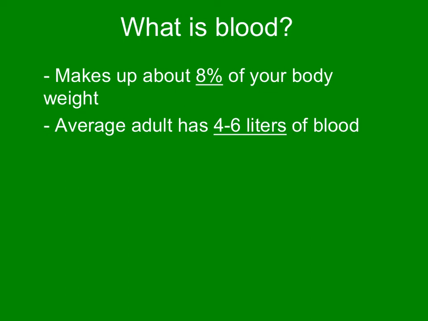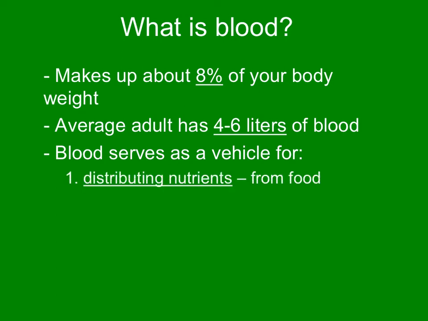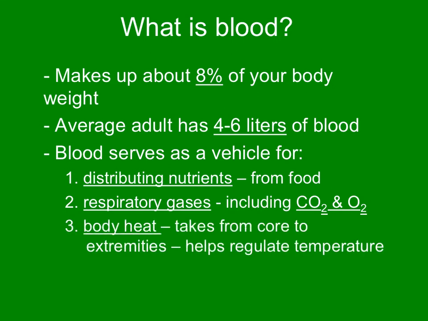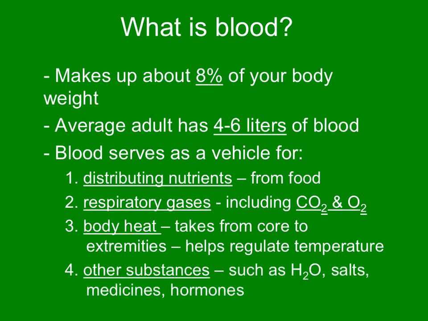Blood, as we know, is a transport mechanism, so that's why I kind of call it a vehicle, because if you think about what vehicles do, they transport. So blood serves as a vehicle for distributing nutrients, like from food, respiratory gases, including carbon dioxide and oxygen, body heat, taking it from where it's generated in the core out to the extremities, and other substances that really don't fit into those first three categories, like water, and things that water tends to dissolve, like salts, medicines, and hormones.